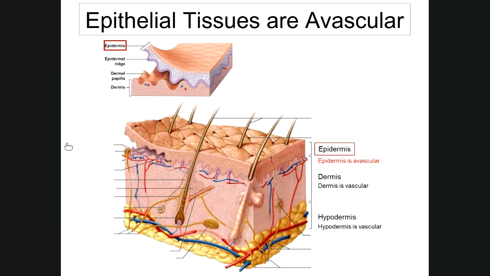Some epithelial cells are glands. A gland is any one or more cells that secretes a substance. So a gland can be a single cell. And the first one, it says secrete mucus. Well, some cells called goblet cells secrete mucus, and they are single cell glands.